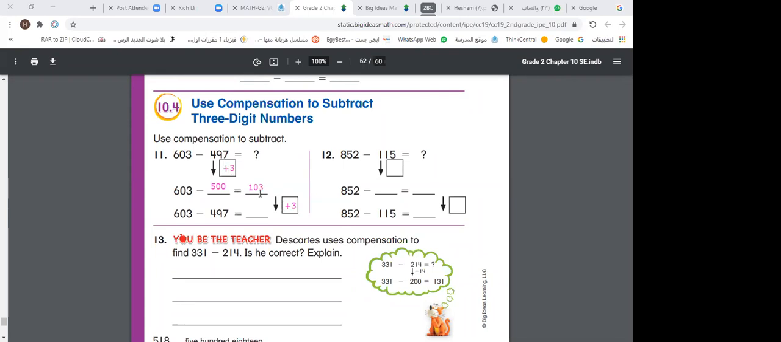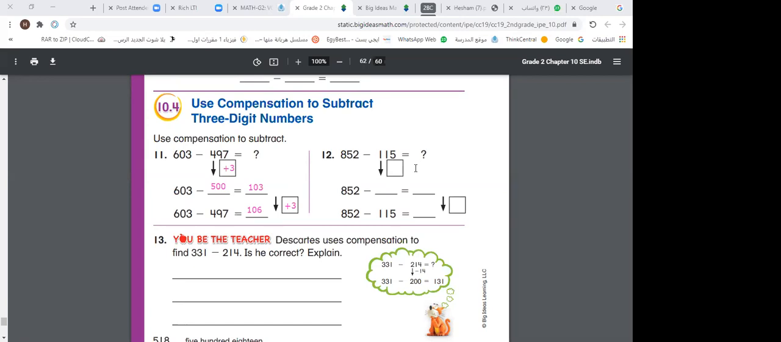Now 103 plus 3 equals what number? 106. 106. That's right. Excellent, boy. Let's write 106. So the answer equals 106. Okay, thank you, Omar. Bye. Now who's ready to answer the next question?